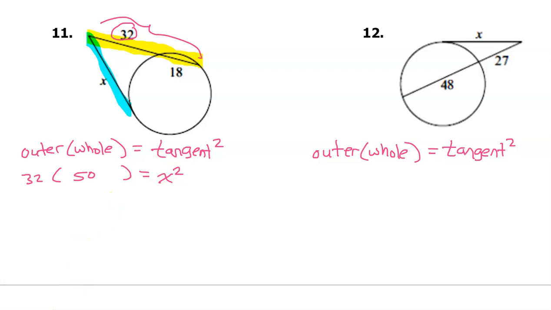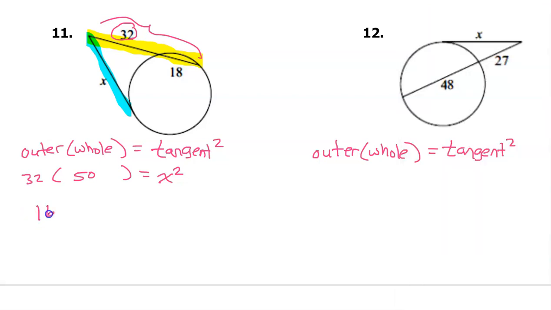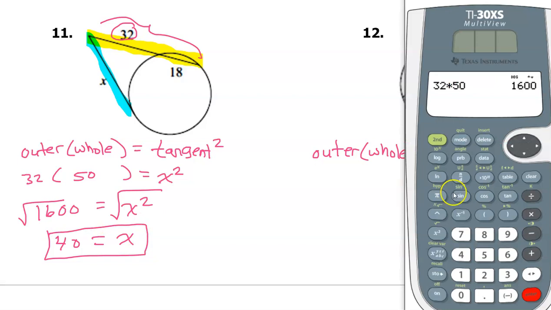Very interesting. Let's see what 32 times 50 is. 32 times 50 is 1,600. So I will have 1,600 is equal to x squared. So in order to get x by itself, we need to take the square root of both sides. So that should give us x is equal to 40. Because that is the square root of 1,600.